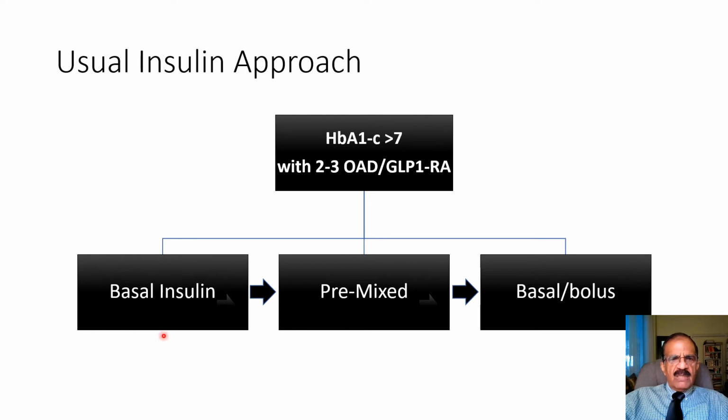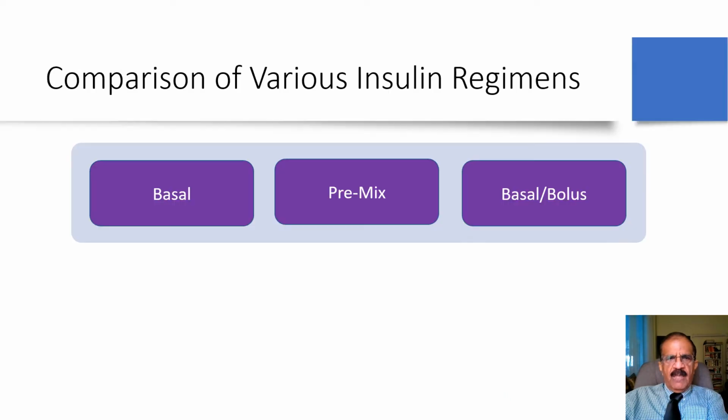If that doesn't work, that might bring down the fasting sugar but may not control the postprandial, then we might consider premixed, or we might consider the basal once a day and then 3 boluses. But there is no binding. Depending upon the patient's glucose profile and your preferences, either could be the starting point. We could start with this one, this one, or this one. But mostly we go this way: basal insulin, premix, and then basal bolus therapy.